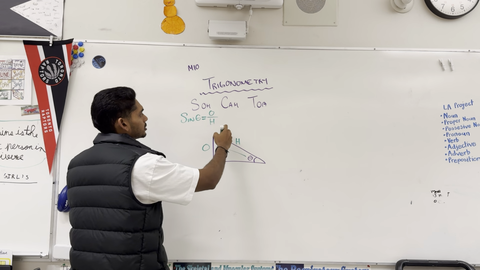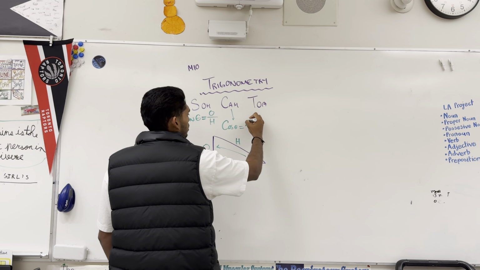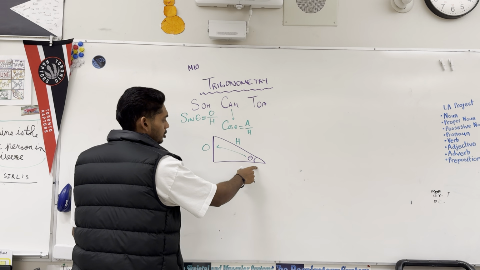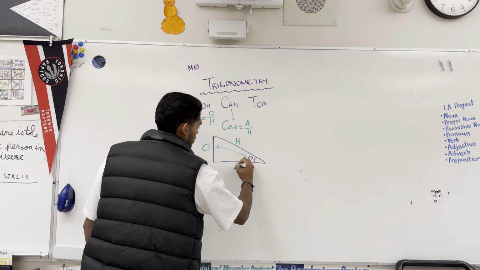What is CA? Stands for cosine theta, and it equals adjacent over hypotenuse. We know what a hypotenuse is right there. What is A? Adjacent. Adjacent means closest to. So the side length that's closest to this angle, that's not the hypotenuse, is the adjacent one.